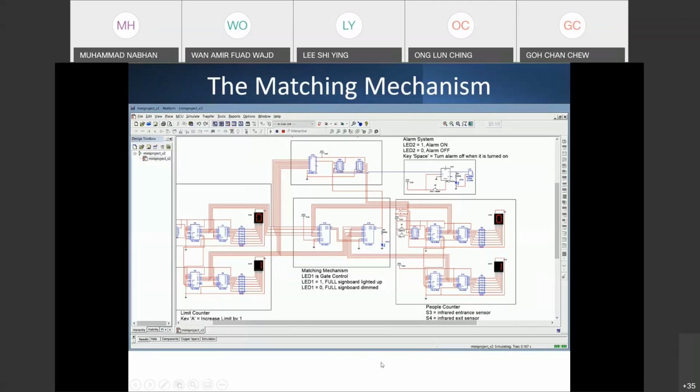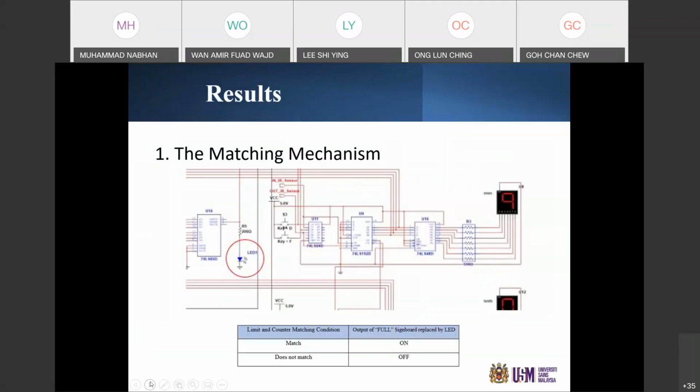So when the people leave the area, let's say 2 people leave, so 10 now becomes 8. The LED will be dimmed down and the full signboard will be dim. Yes, as you can see here, the LED is dimmed down. So from the matching mechanism conclusion, the result is that when the limit counter and the people counter match, the full signboard will be turned on. When the limit counter and the people counter do not match, the full signboard will be turned off.